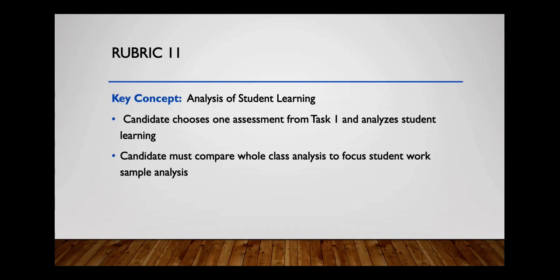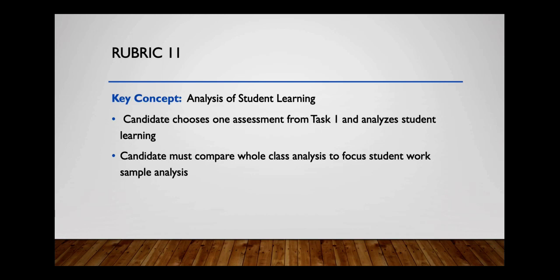The key concept of Rubric 11 is analysis of student learning. The candidate will choose one assessment from Task 1 and analyze student learning. They will need 1 score from every student in the classroom. If the classroom is 20 students, they need 20 scores. 3 of those students will be focus students. If they have chosen a small group, as in 4 students as their whole class, then they will have 4 scores, and 3 of those 4 students will be focus students.